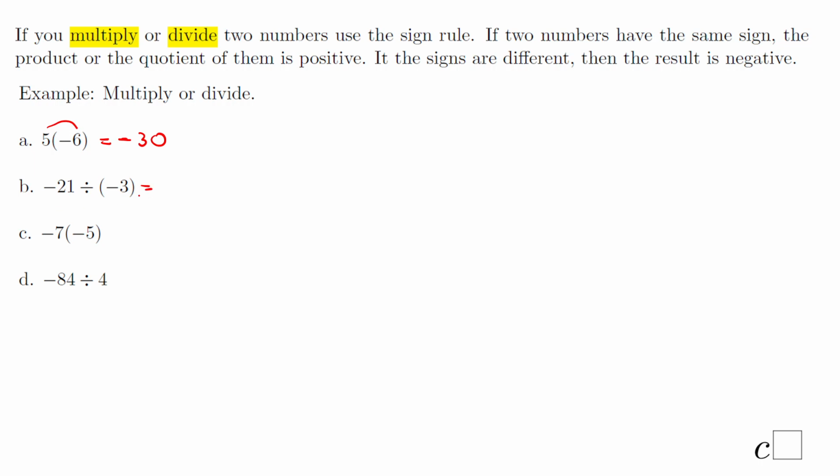Let's take a look at B. 21 divided by 3 is 7. Negative, negative, the same sign, so it stays positive. So 7 times 5, 35. Both have the same sign, negative, so it stays positive. And the last one, 84 divided by 4 is 21. They have different signs, negative and positive, so we have a negative.